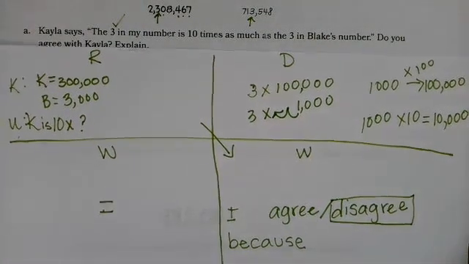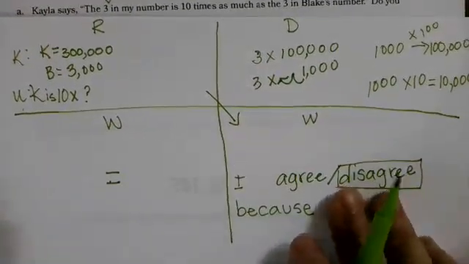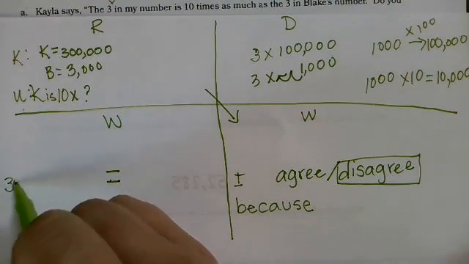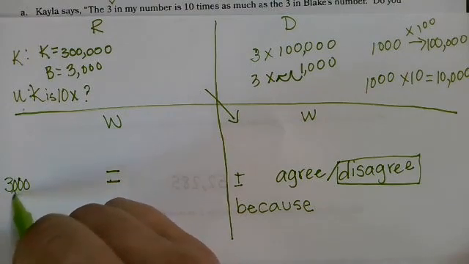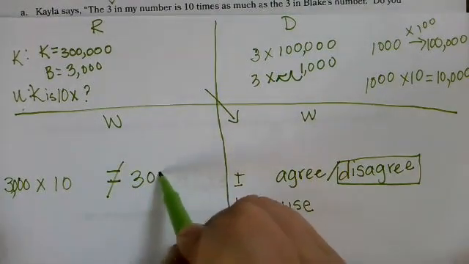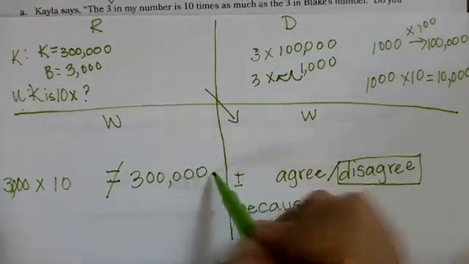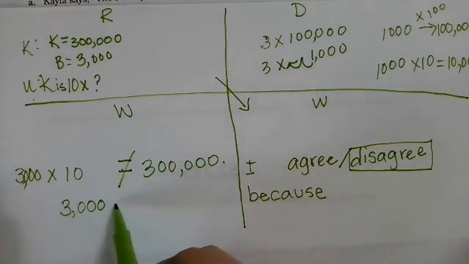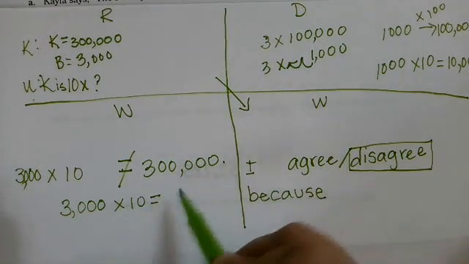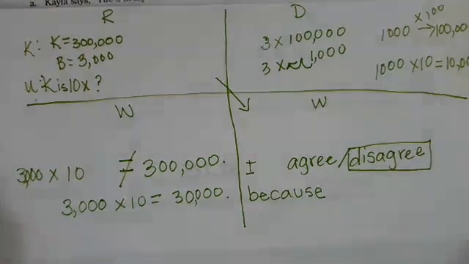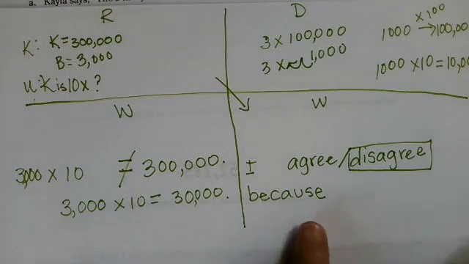And we've kind of already written our equation, but let's talk through it again. We know that 3,000, which is Blake's, times 10 does not equal 300,000. Instead, we know that 3,000 times 10 only equals 30,000. And that's really going to be our explanation, which is right over here.